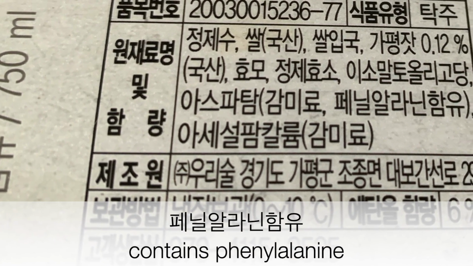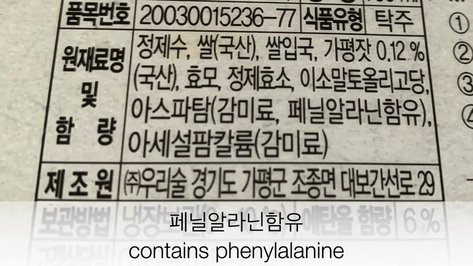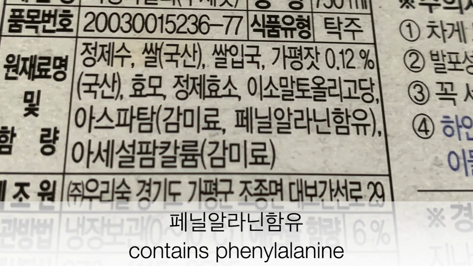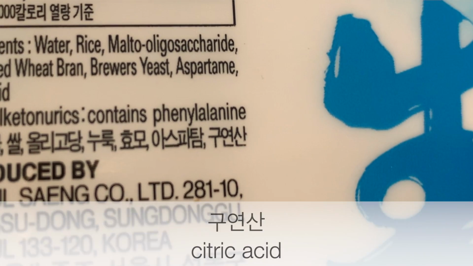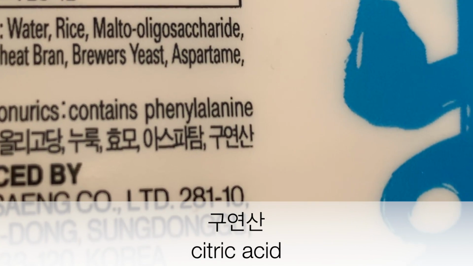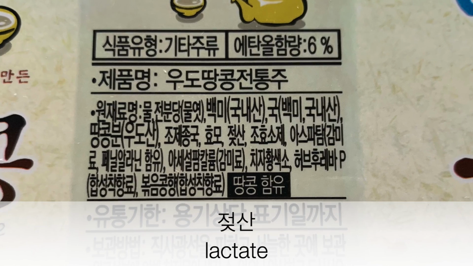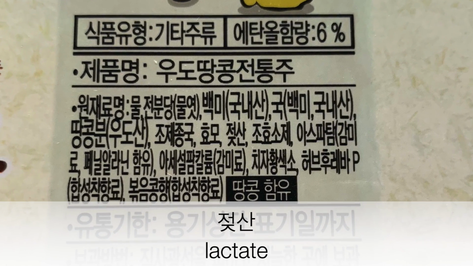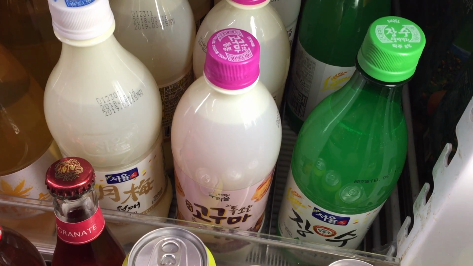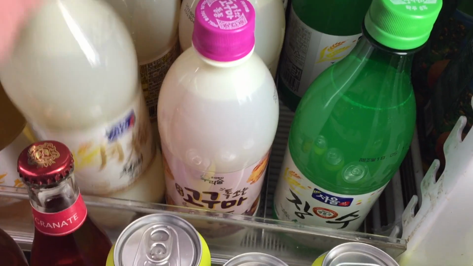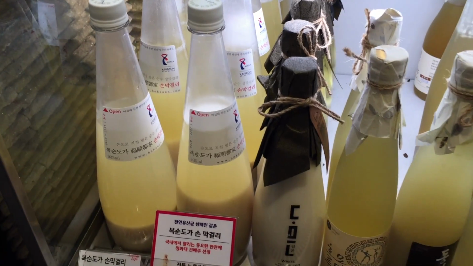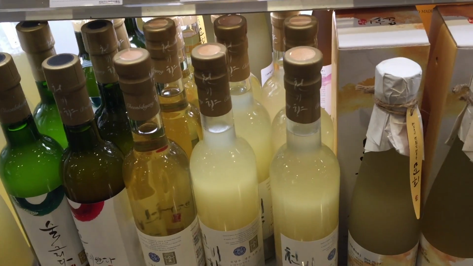And if it contains aspartame, there will often be a warning that it contains phenylalanine, and that looks like this, contains phenylalanine. What are some other additives? There could be citric acid or lactic acid. So those are some other additions. Often you'll be searching for makgeolli that doesn't have artificial sweeteners, so that's why you want to be able to recognize the word for aspartame or sweetener to help you select your next bottle of makgeolli.